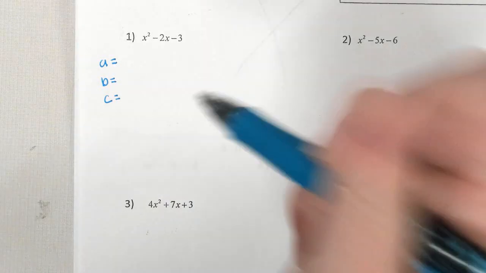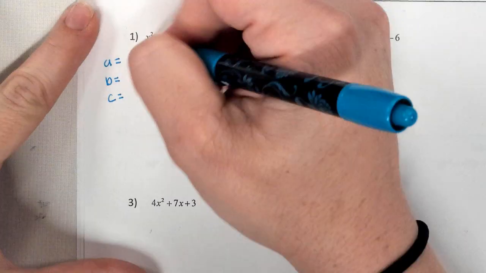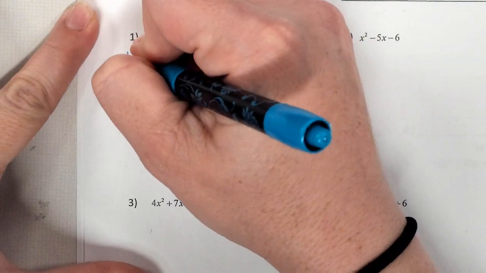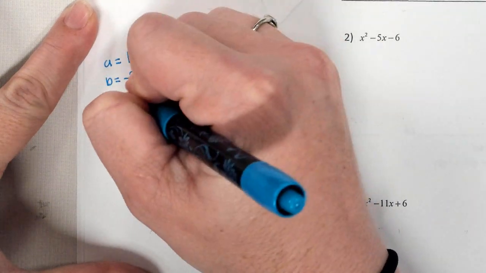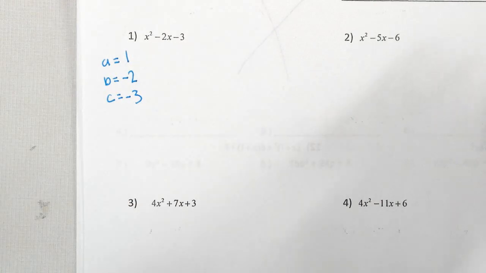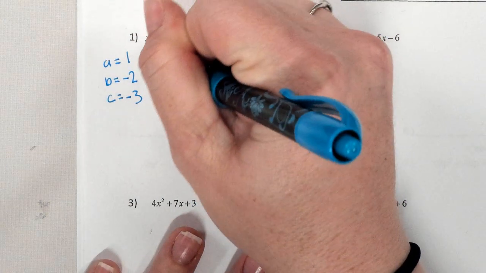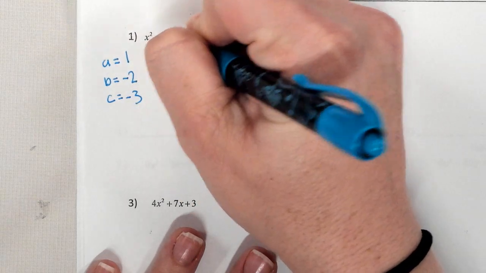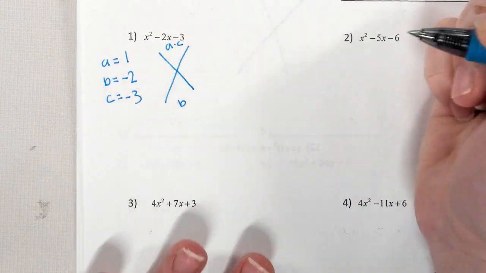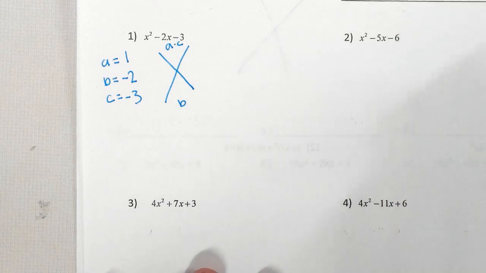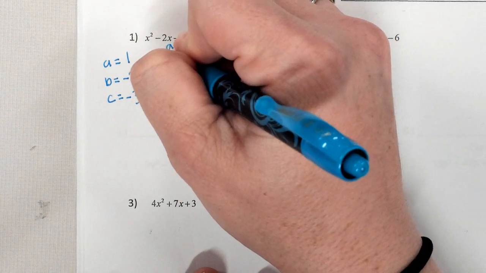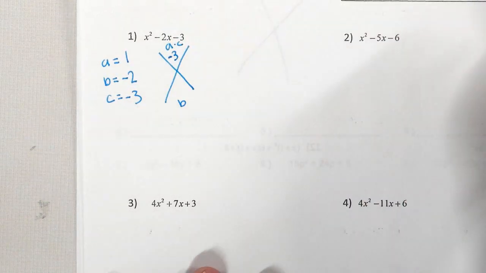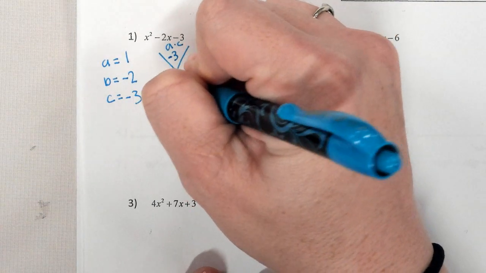So what is my A? 1. It's whatever's in front of x squared. If there's nothing there, you can put a 1. What's B? And what's C? Perfect. So then we do our x. On top of our x is our A times C, and on bottom is our B. A times C is 1 times negative 3, which is just negative 3. And B is negative 2.